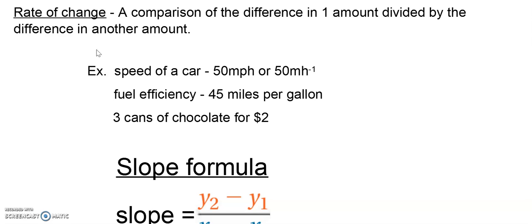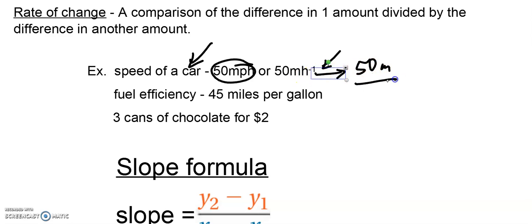amount. Some good examples of rates of change are things like speed of a car, where you have 50 miles per hour, or as IB likes to call it, 50 miles times h to the negative 1, where h to the negative 1 moves to the bottom, which is miles over hours. You could have fuel efficiency of a car, like 45 miles to the gallon, like my Prius that I drive. Or you could have things like 3 cans of chocolate for $2. Who doesn't like a good can of chocolate?